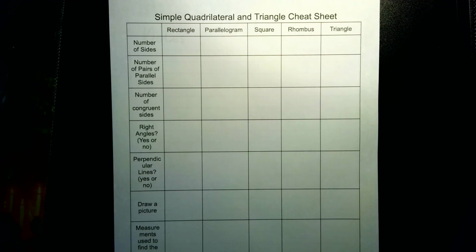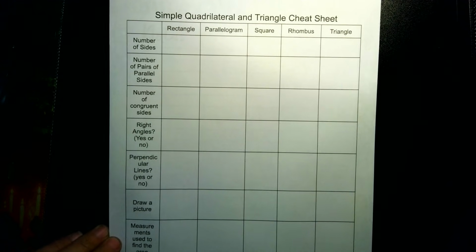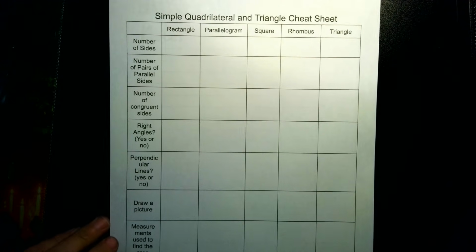So in this video, we are going to work through the simple quadrilaterals and triangles cheat sheet. All of this comes from our Envision book, but I am going to break it down into a simpler table that you can cross-reference, because sometimes formulas and details are a little bit difficult.